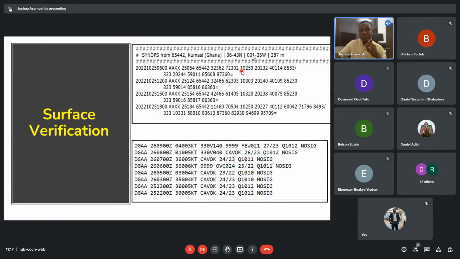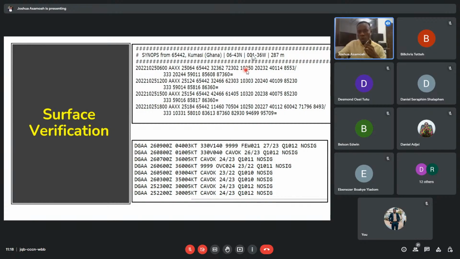One is an indicator for the air temperature at the time. Two is an indicator for the dew point temperature. So this one, for instance, we have 10250. The zero here is telling us the sign of the temperature. If it is positive, you have 0. If it is 1, it is negative. So if we have 10250, it means the temperature is 25.0, positive figure.